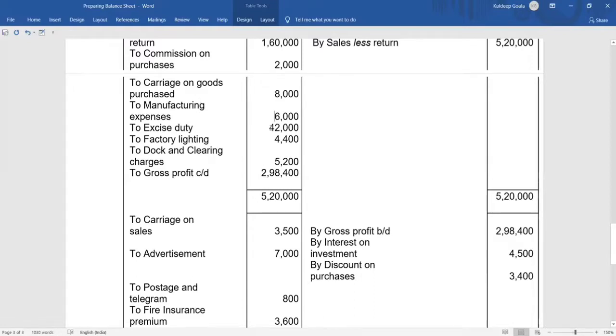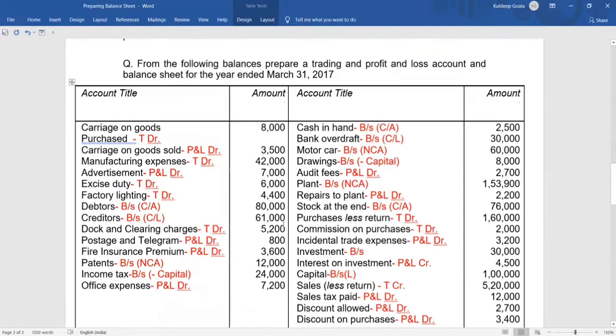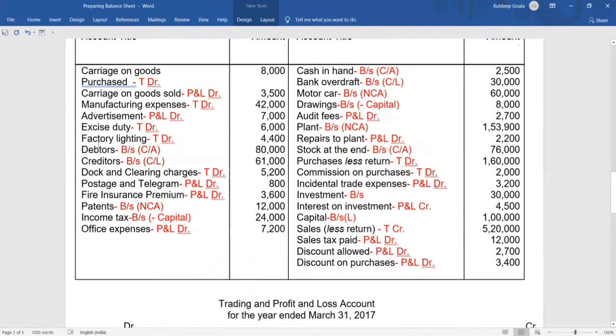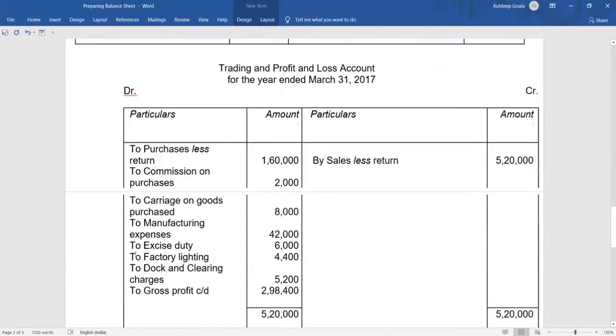Just a minute. Yeah, now it will be okay. Excise duty of 6,000 has been placed here. It will come in the trading account debit side. There was a mistake, so we have corrected it now. So let's see the next item. After excise duty, what do we have? It is factory lighting. So it will also come here, 4,400. So to factory lighting 4,400.